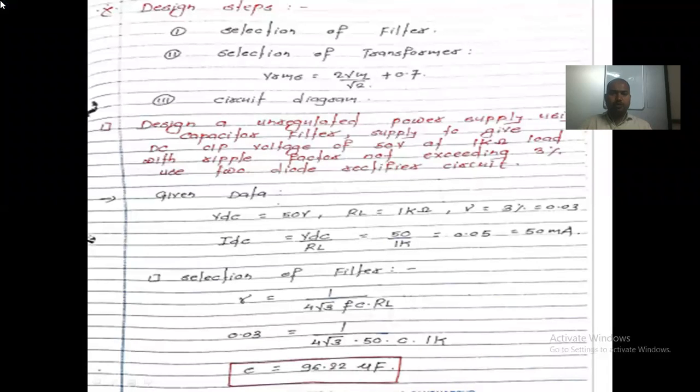Selection of filter after all, selection of transformer. For that purpose, we have to use one of the formulas, that is PIV, Vrm, is equal to twice Vm by root 2 plus 0.7. Selection of transformer. Below that formula, Vrm is equal to twice Vm by root 2 plus 0.7. Third is the circuit diagram. These three steps followed are the designing of the power supply problem.